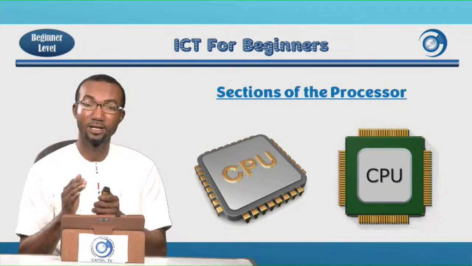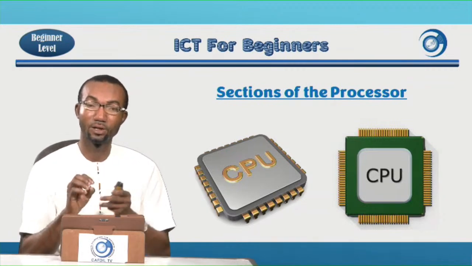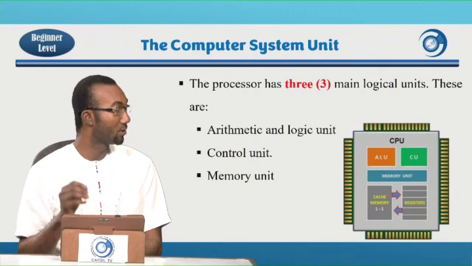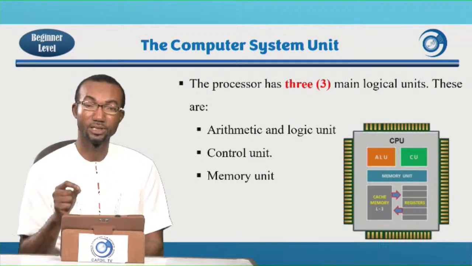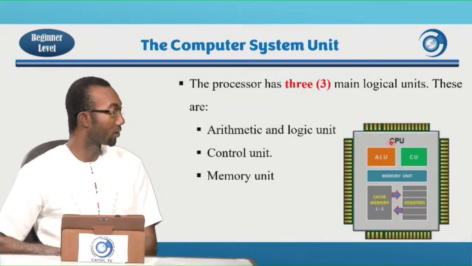The processor has different sections, and they all have the kind of work they do to help the CPU function well in our PCs. The CPU has 3 main logical units. These are the arithmetic and logic unit, ALU. You have the control unit, and then the memory unit. So if you take the CPU, this is the CPU on your screen.